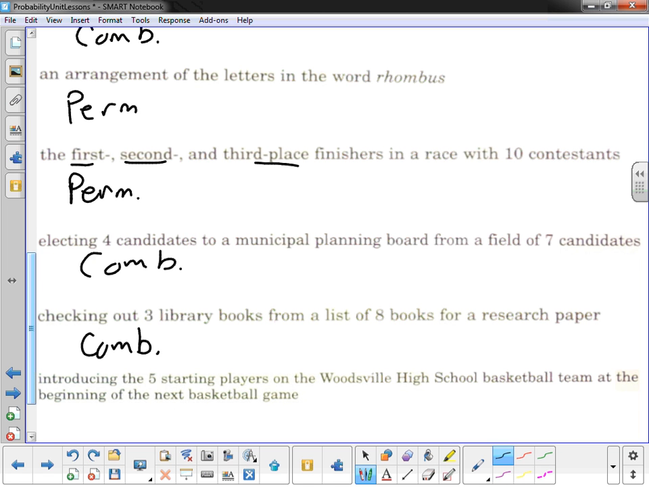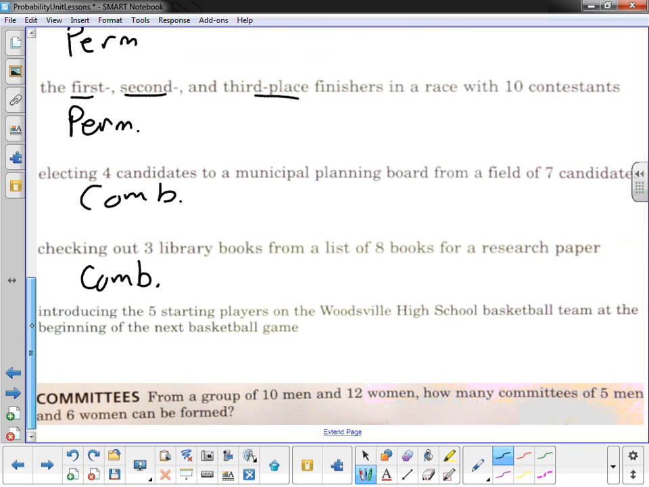Okay, introducing the 5 starting players of the Woodsville High School basketball team. Here, we got the 5 starters. We have all 5 of them. We have to announce all 5 of them. So combination doesn't make sense there, because let's say you only got 1 combination. You only got the 5 starters. Okay, so that's definitely a permutation.